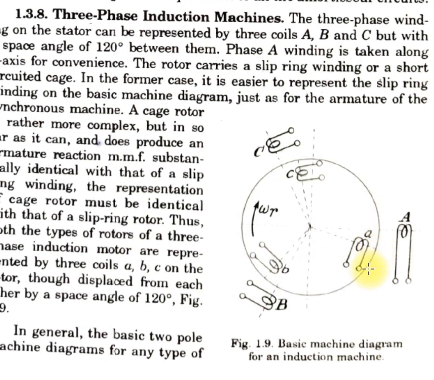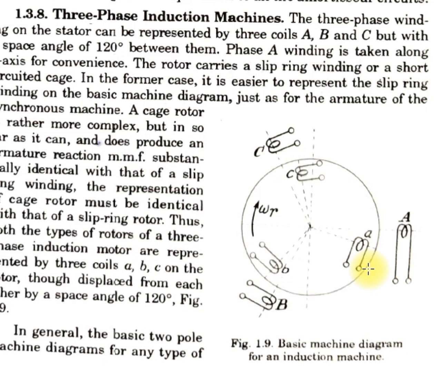The reason behind this is that the MMF which is produced in the rotor winding is because of the stator winding, so it would always lag behind the field of the stator winding, and that is why it is drawn behind. So irrespective of your rotor being a slip ring rotor or a squirrel cage rotor, this is how the basic two-pole representation of your three-phase induction motor would look.